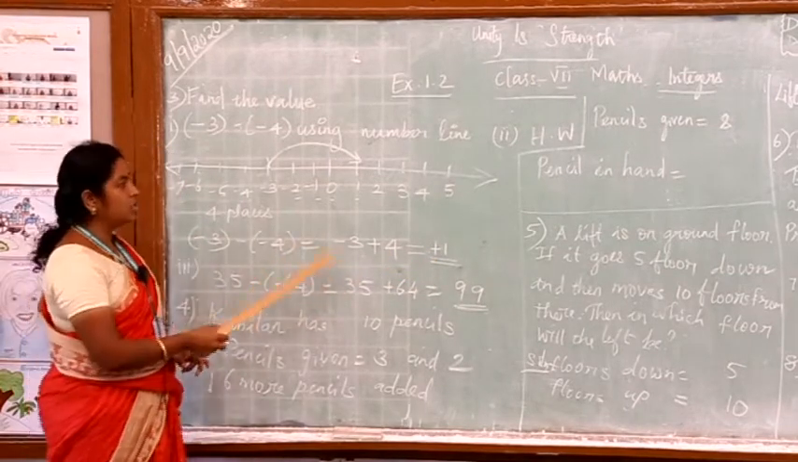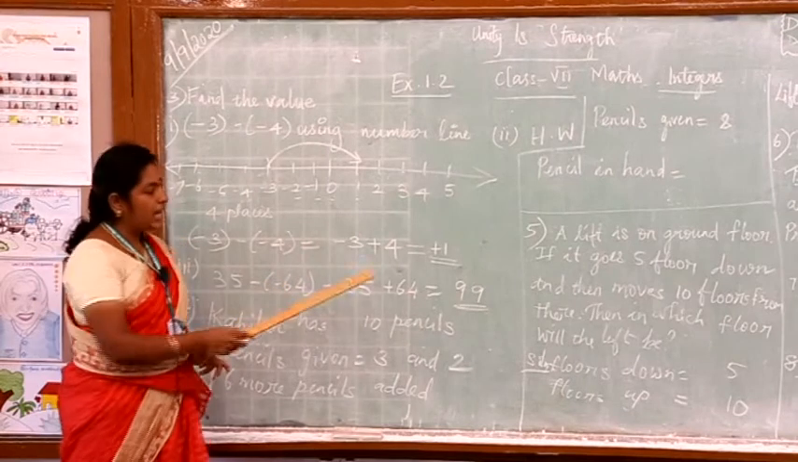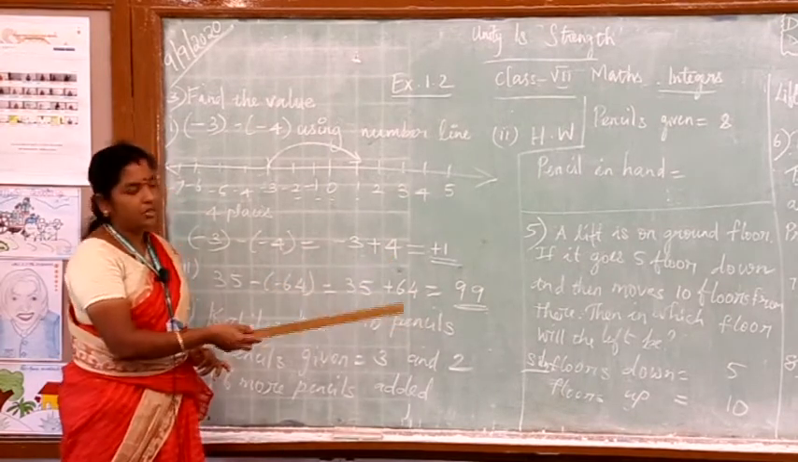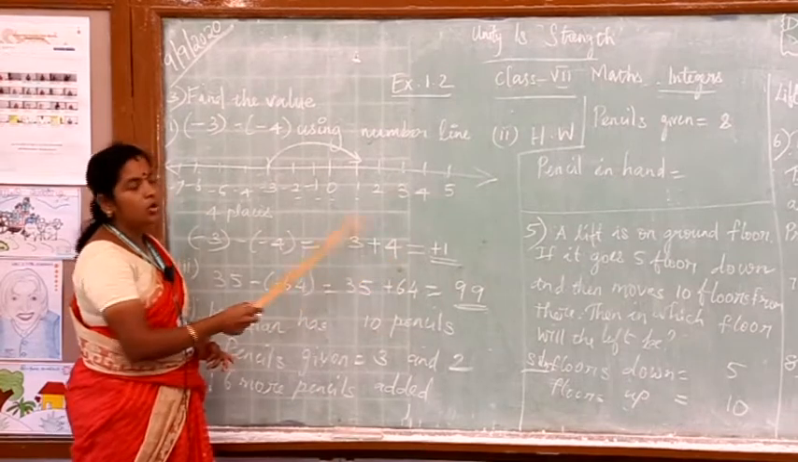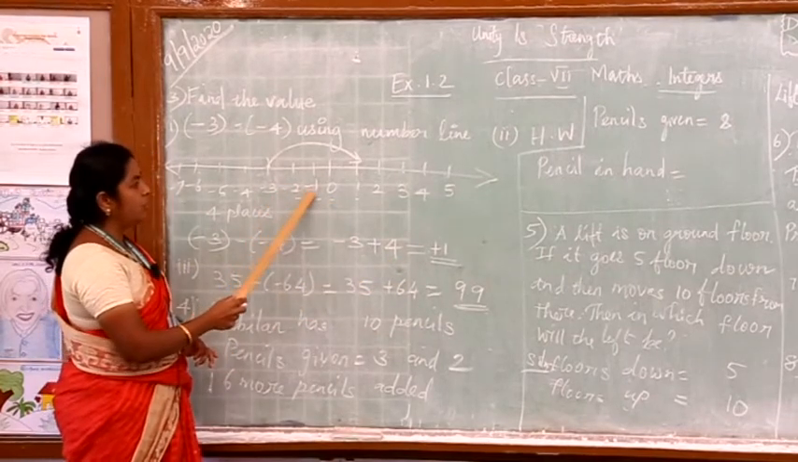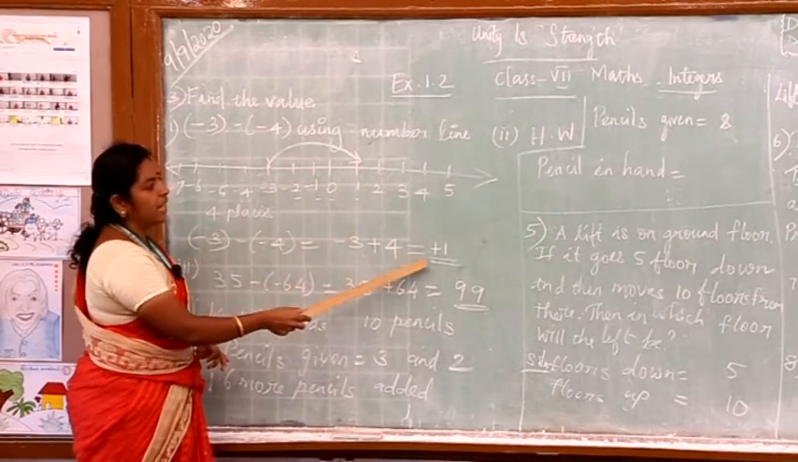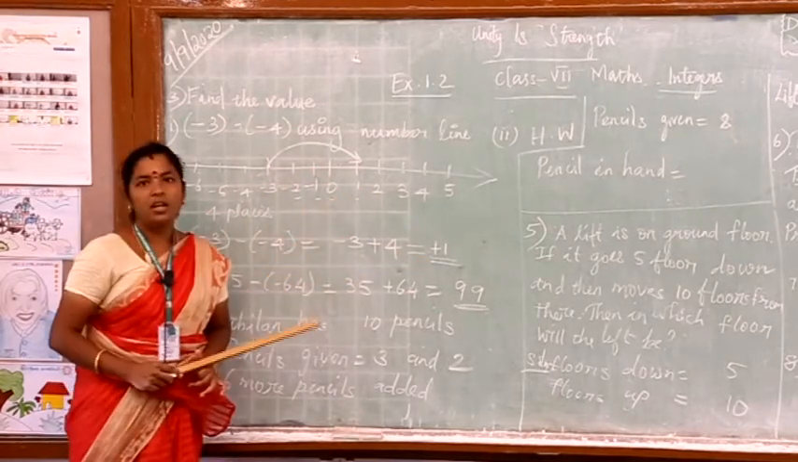Now we will use the number line to get the answer. As you have plus 4 here, we have to move 4 numbers to the right side, because the second number is 4. So, after minus 3: 1, 2, 3, 4. So, you are getting the answer as 1. We got the same answer here as we got in the number line.